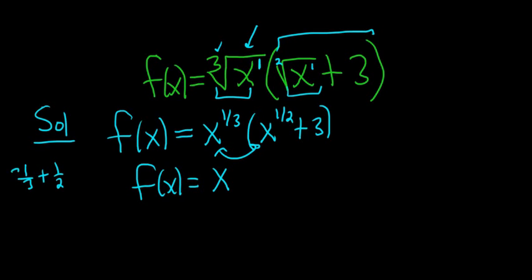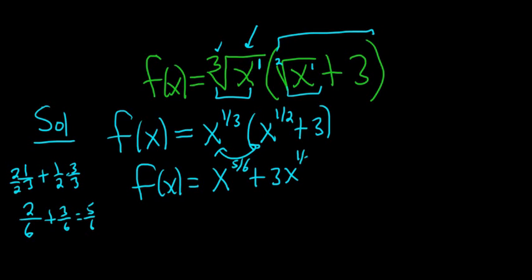So you can multiply this by 2 over 2, and multiply this by 3 over 3. That way we have the same denominator, so it's 2 over 6 plus 3 over 6, so that's 5 over 6. So this is x to the 5/6 plus 3 times x to the 1/3. Now we're ready to take the derivative.